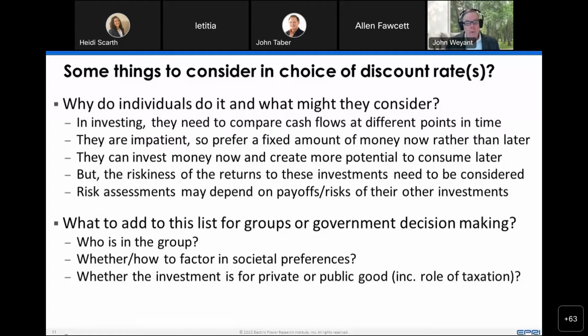Now, when you get to groups like governments or groups of people of any sort, you have to add to this list who is in the group, who is getting the costs and benefits, whether and how to factor in societal preferences, and whether the investment is a private or public good, including importantly the distinction between the two that people often bring in at that point, and that is the role of taxation as either a cost to a private sector individual or a transfer payment on the part of the government.